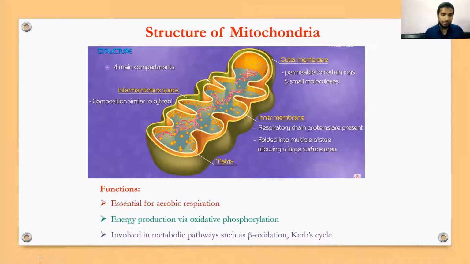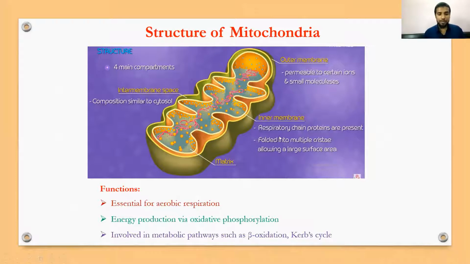It is a double membrane structure. There is an intermembrane space between the two membranes, and the composition of the intermembrane space is that of the cytoplasm present in plants or in animal cells. It is similar to the normal cell cytoplasm. And the outer membrane is permeable to certain ions and small molecules.